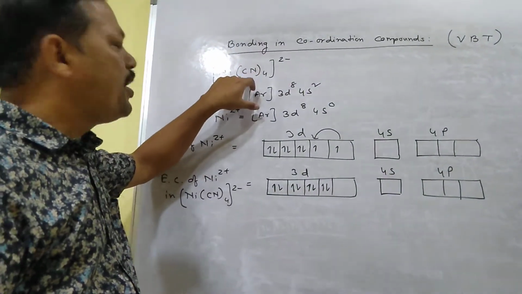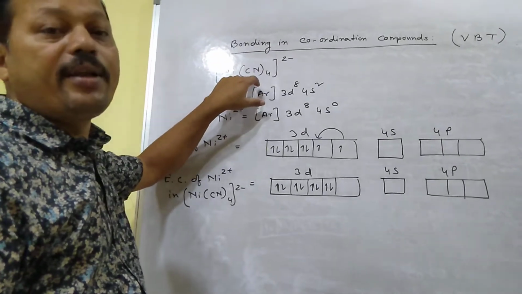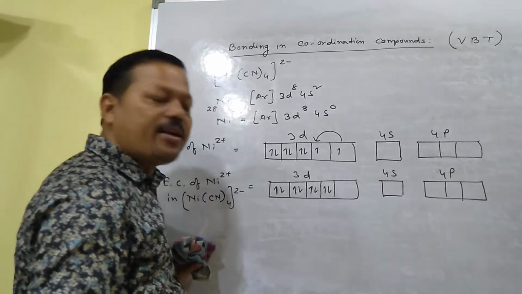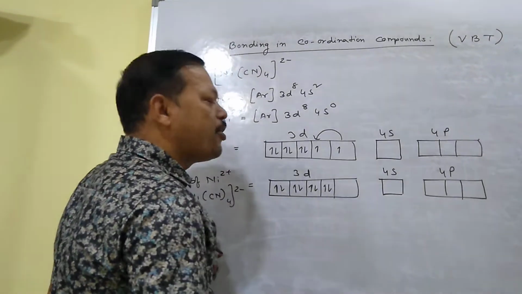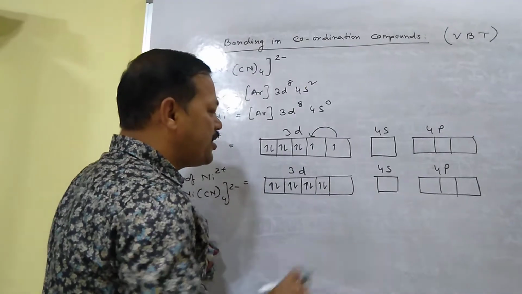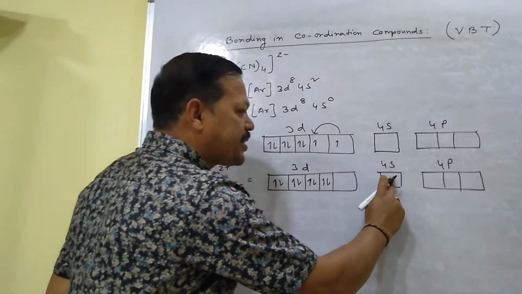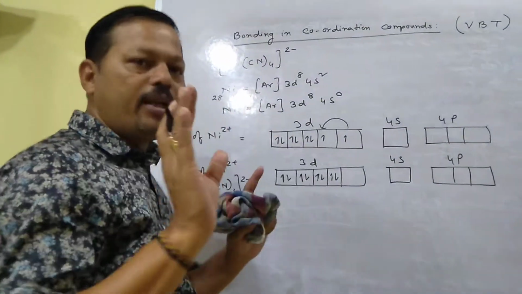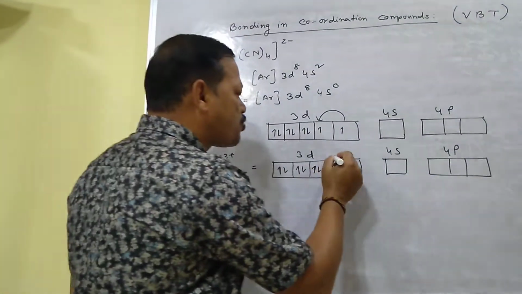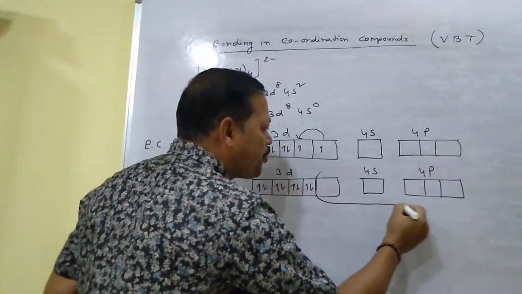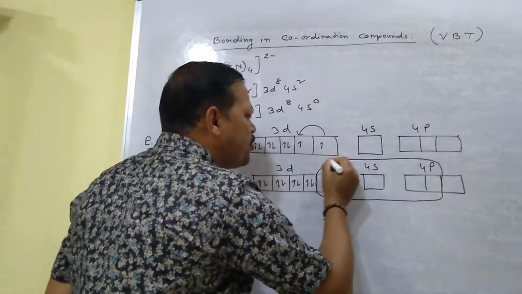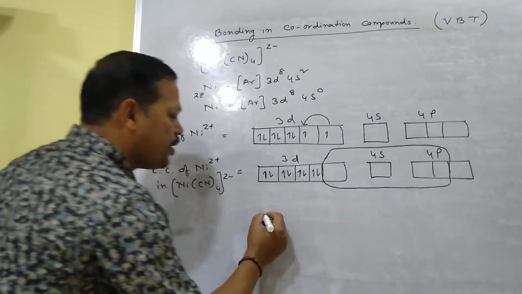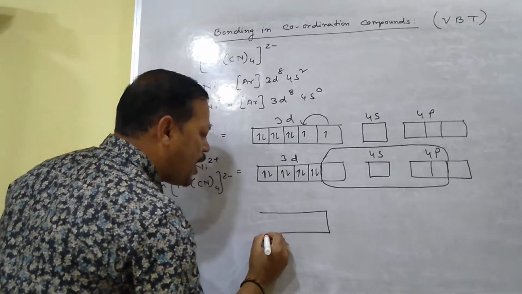How many ligands? 4 ligands. Since it is a monodentate ligand, 4 ligands will donate 4 pairs of electrons. That's why 4 vacant orbitals are required. When you consider the vacant orbitals, always consider them from lower energy. One 3d is vacant, one 4s is vacant, 4p is vacant. I mean, in total I have shown 5, but we require only 4 vacant orbitals. That's why one d orbital, one s orbital and two p orbitals undergo mixing. I mean 4 orbitals undergo mixing and form the hybrid orbitals.